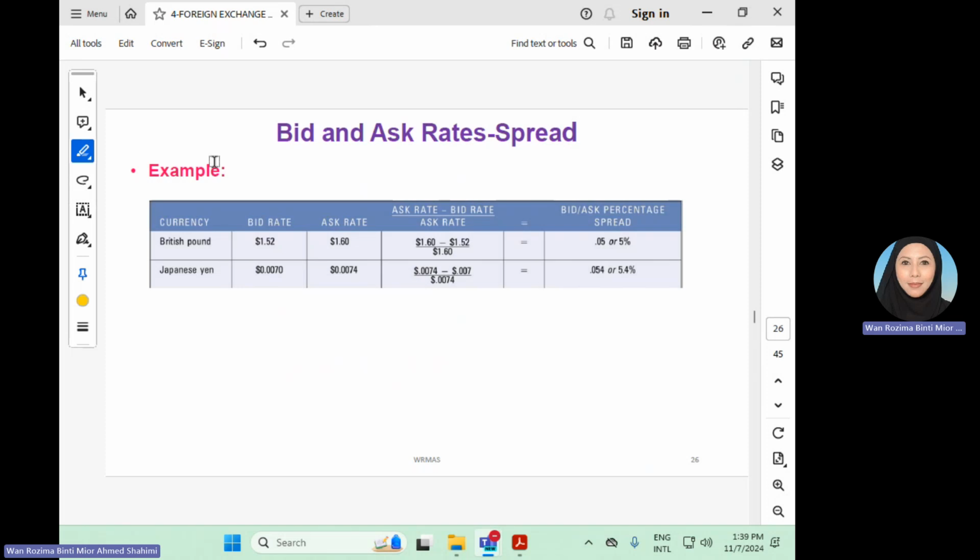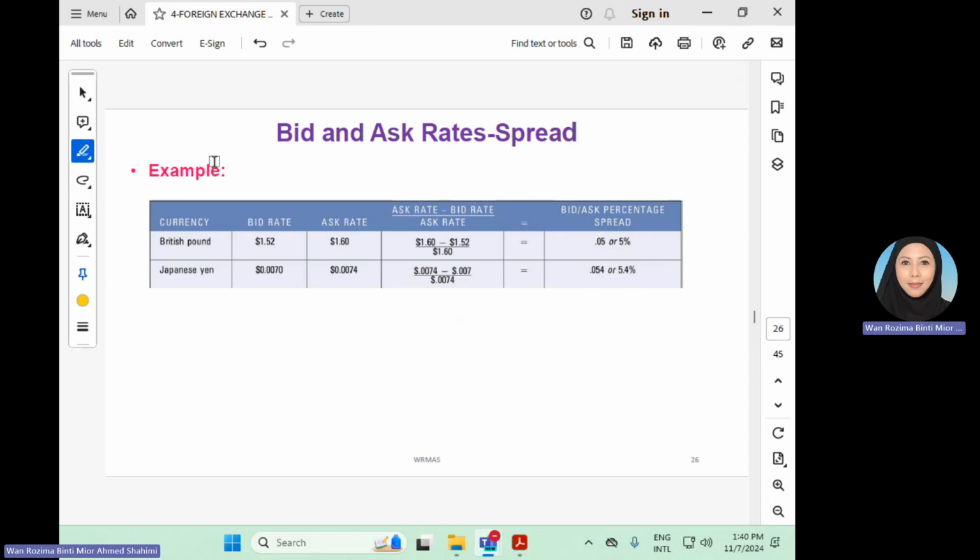Okay, so this one is based on per British pound and per yen. The home currency is definitely USD, and our foreign currencies are the British pound and also the Japanese yen. For this one, there are two prices given, bid price and ask price, for both pairs. And then you take ask price minus bid price.